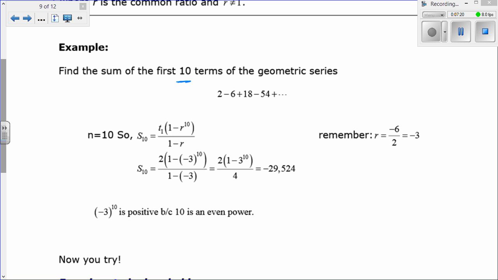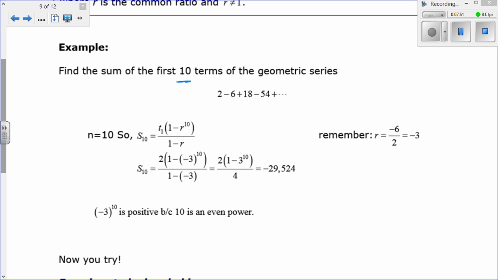So n is equal to 10, and we have to figure out r. Remember, we do the second term divided by the first term, so negative 6 divided by 2 is negative 3, or I could have done 18 divided by negative 6 and still got negative 3. When we substitute into our formula, we'll have 2 times 1 minus negative 3 to the 10th power, over 1 minus negative 3. Well, 1 minus negative 3 is 4. That's easy to do in the denominator.